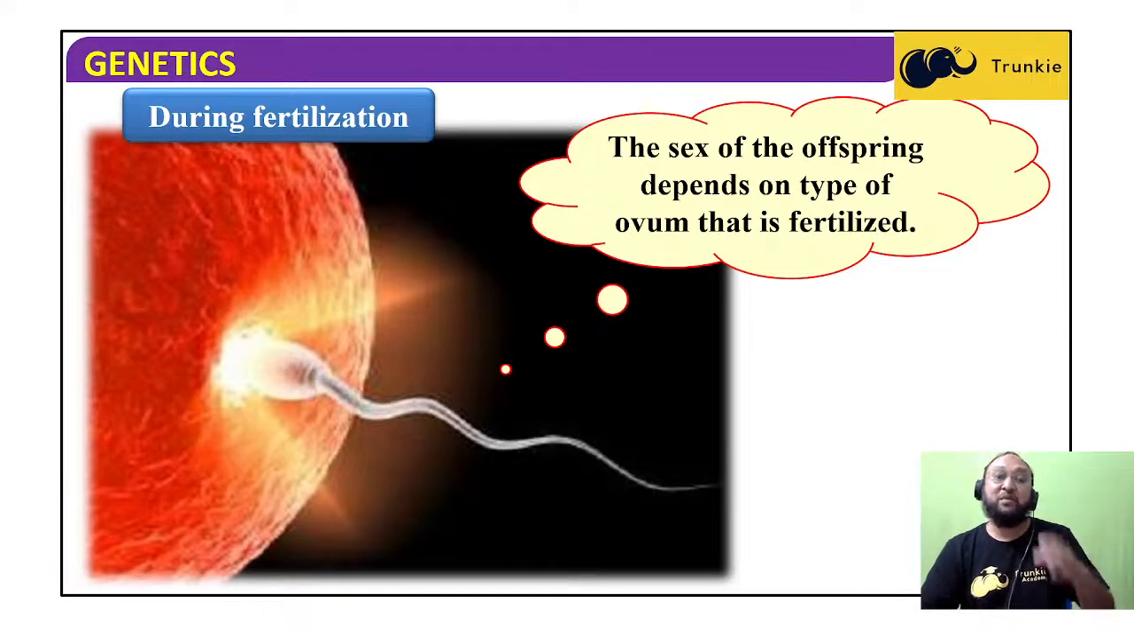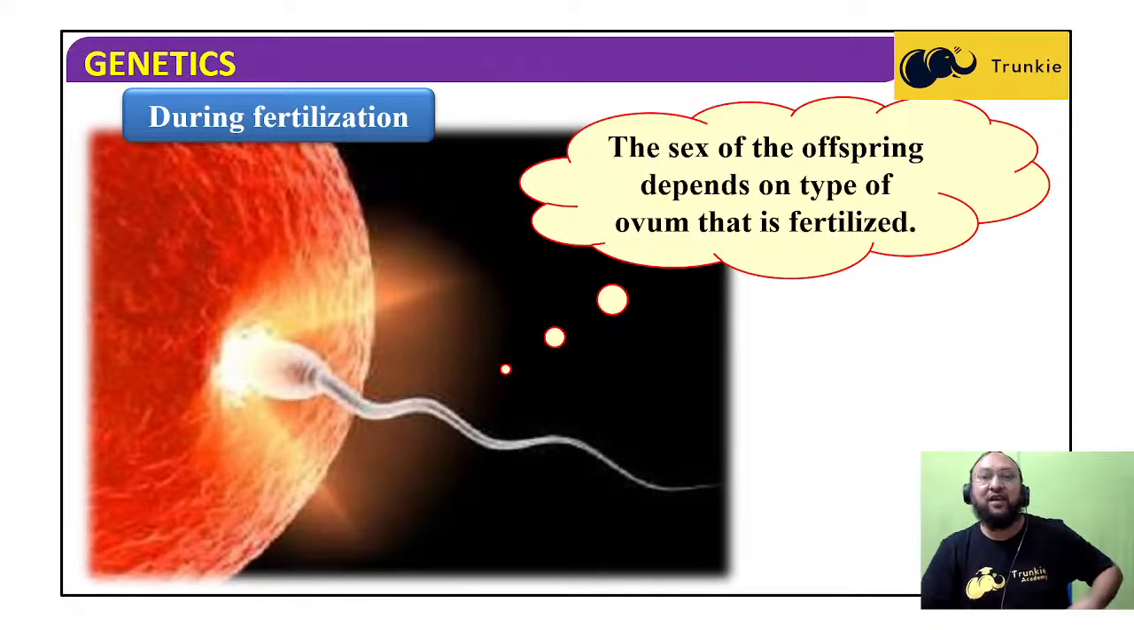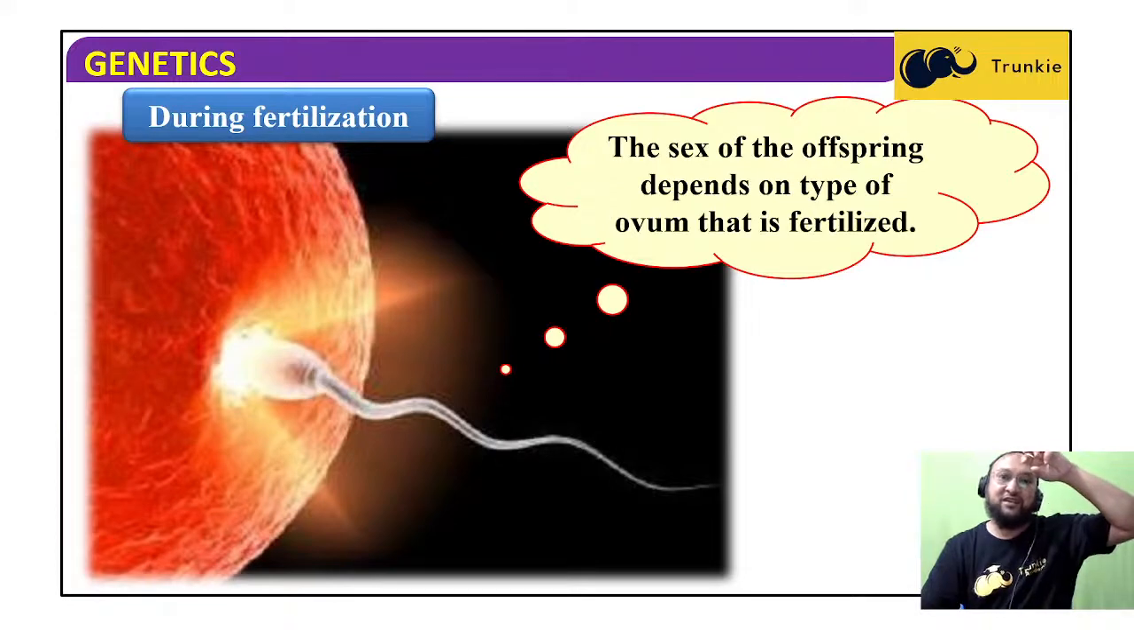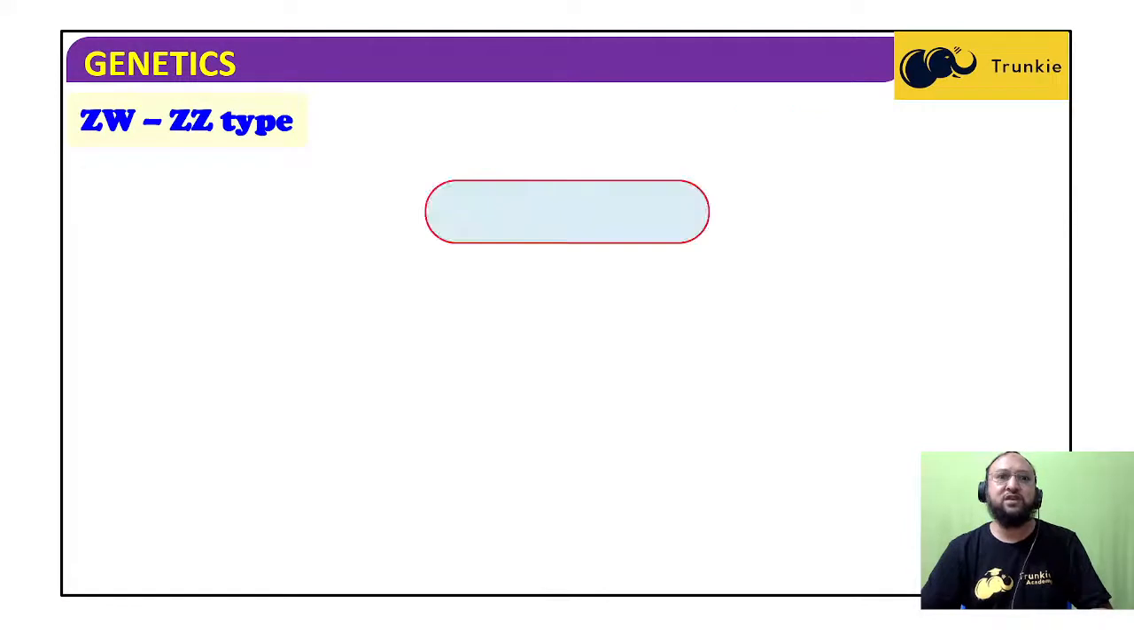Here, because all the sperms are the same, all the male gametes have only Z, so it is not dependent on the sperm cell, it is dependent on the ovum, which has ZW. Some have Z and some have W. So whether the sperm will fertilize the egg cell with a Z or with a W, this depends. This is the basis for the determination of sex in the progeny of these organisms.